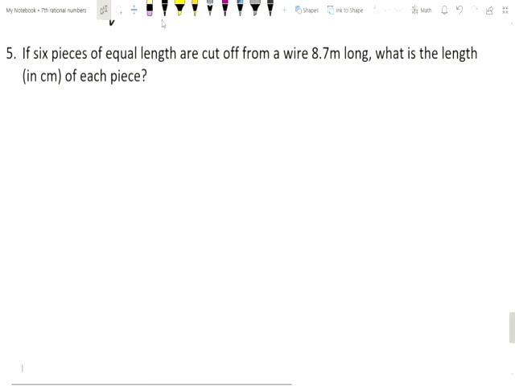If 6 pieces of equal length are cut off from a wire 8.7 meter long, what is the length of each piece? So the length we should give in centimeter. So total length of your wire is there. They cut into 6 equal parts, equal pieces they are dividing. So we need to find out a length of each piece.